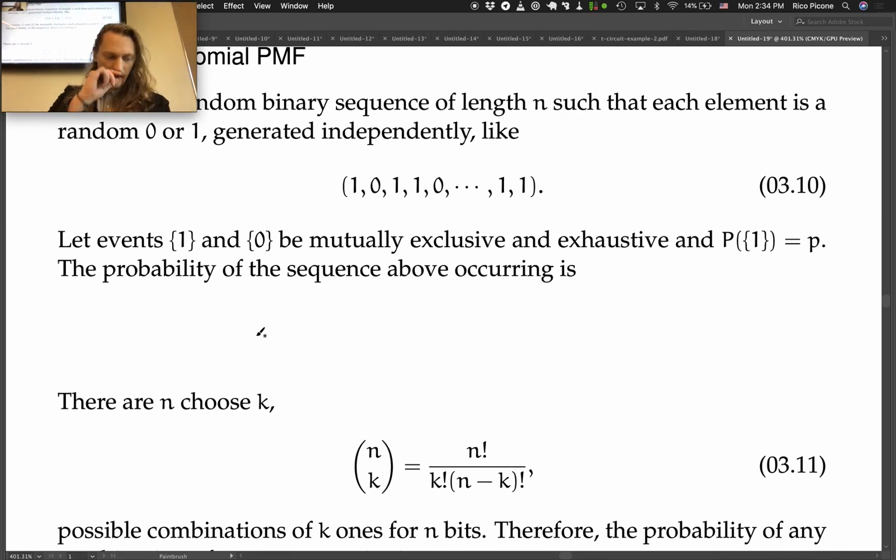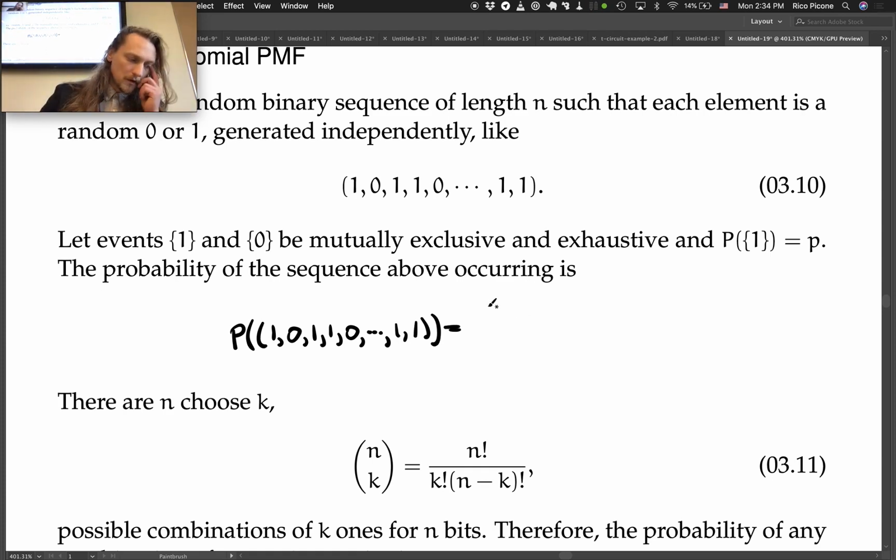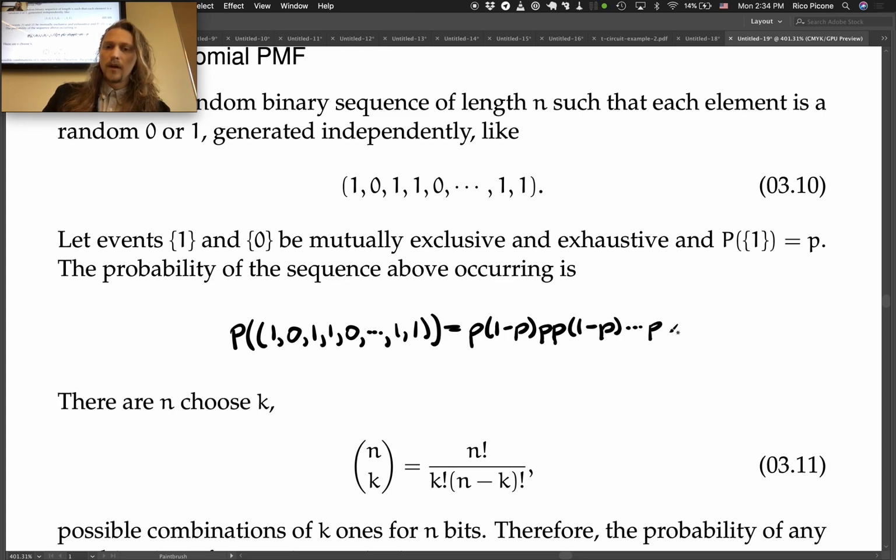The probability of the sequence above occurring, the probability of getting the sequence 1 0 1 1 0 1 1, is equal to, they're independent events, right? And they're mutually exclusive and exhaustive. So we have p being the probability of getting that first 1, then 1 minus p being the probability of getting that 0, and then p being the probability of getting the next one, and then p again for the next one, and then 1 minus p for the 0, etc., down to the end with a 1 and a 1.